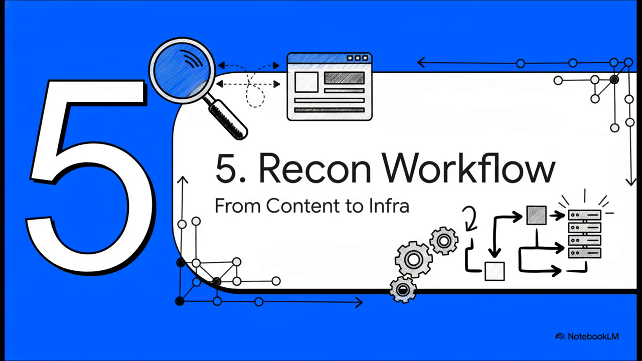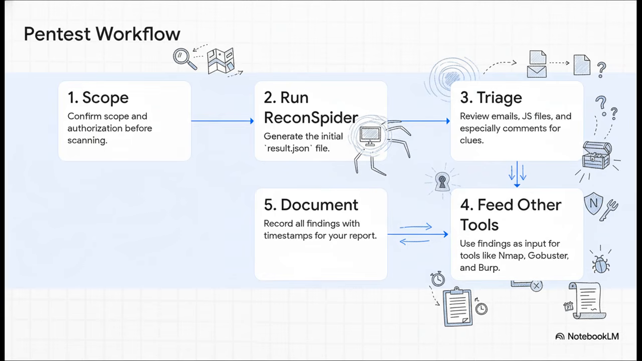So knowing what this thing finds is one thing, right? But knowing where to plug it into your process for maximum effect, that's crucial. Let's take a look at how ReconSpider fits perfectly into a professional recon workflow. The ideal workflow is pretty clear. After you've confirmed your scope and everything, ReconSpider should be one of your very first steps. You run it, then you dig into that result.json file. The clues you find in there, maybe subdomains, API endpoints, interesting paths, that's what you feed into your other tools like Nmap and GoBuster. It makes the rest of your recon so much more focused and effective.